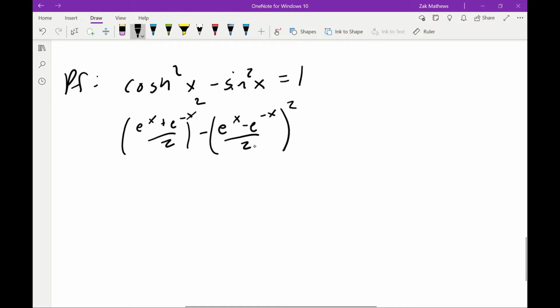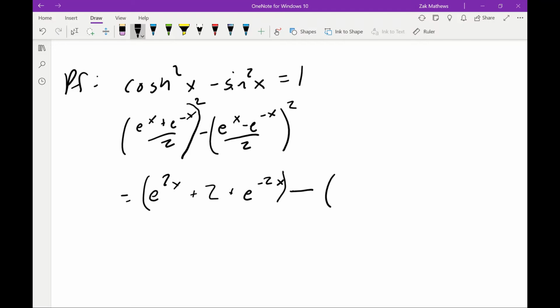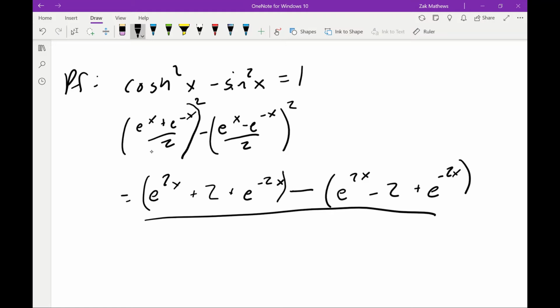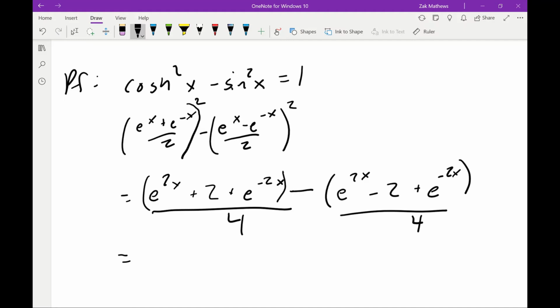So I'm going to square the numerators first. So we'd have e to the 2x, and then we'd multiply these two things. E to the x times e to the negative x, that's simply equal to 1, and then double it, we get a 2. And then we'd have e to the negative 2x. So that's what we get when we FOIL out that first numerator. Move that parenthesis so it's really clear we're squaring that. Minus, then we're going to square the second one, so we'd have e to the 2x. Again, when we multiply them, we get just a 2. And then we'd have a plus e to the negative 2x all over 4, and then 4. Let me leave it over two separate fractions first. So we've just squared so far.